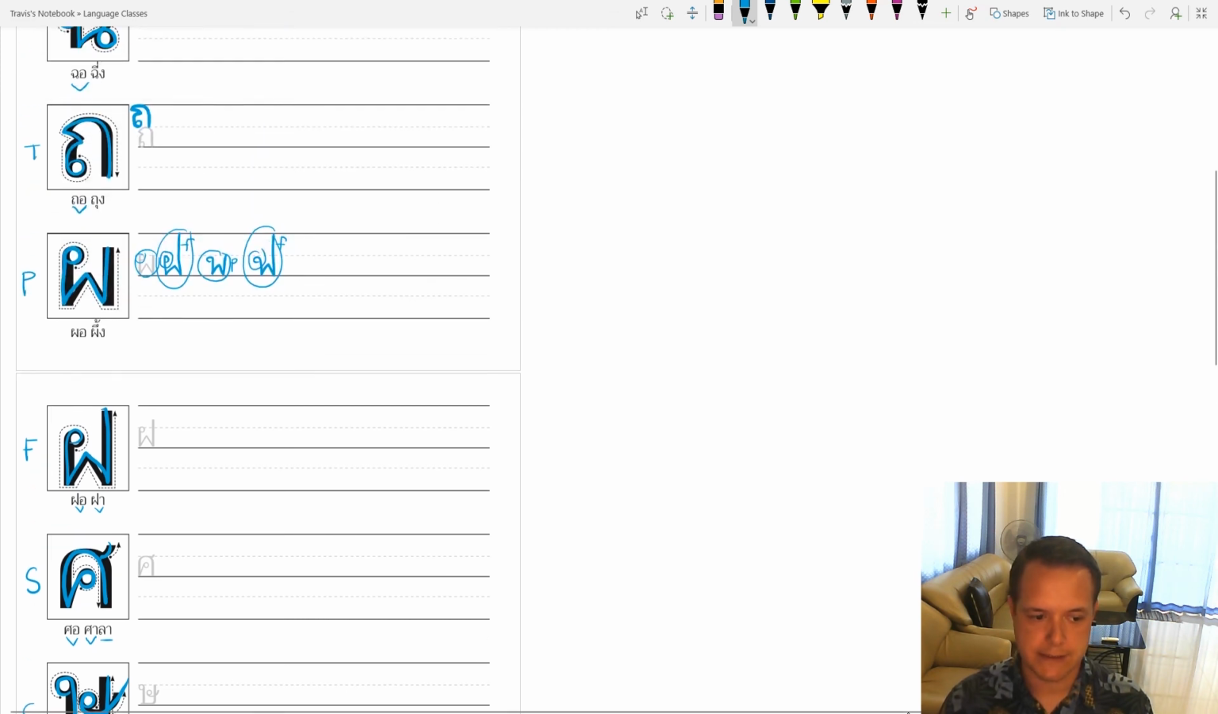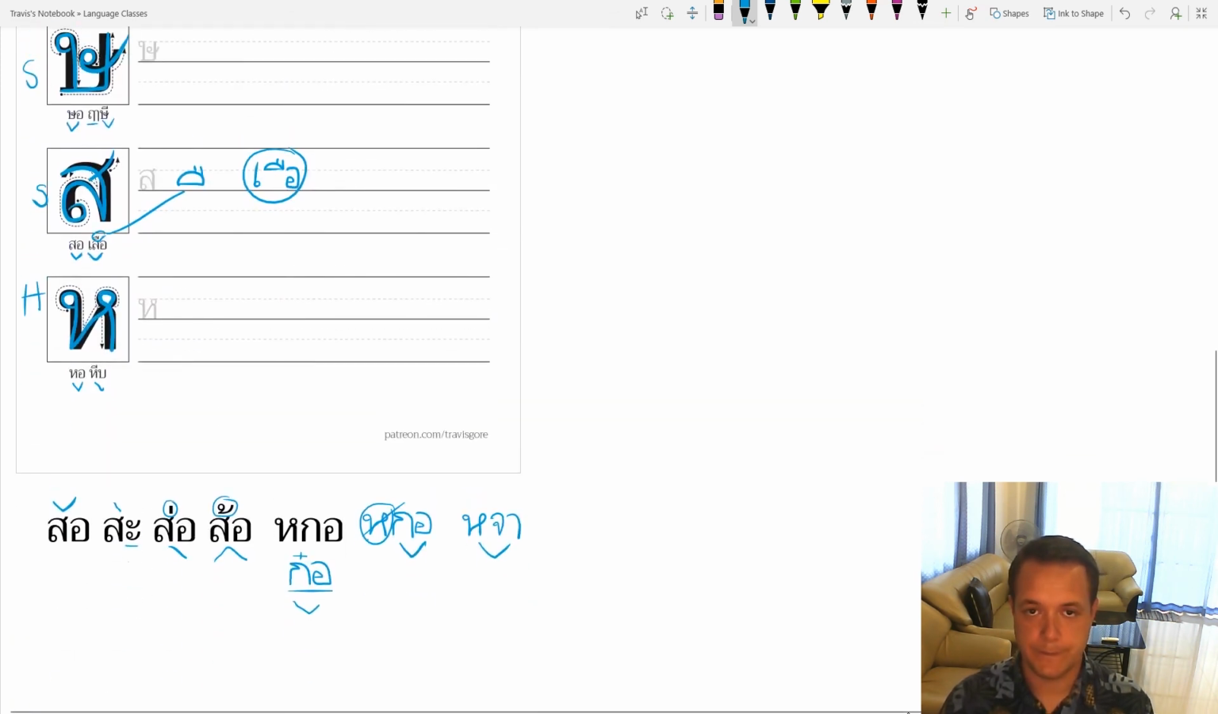And then lastly we have haw heap being both a consonant and a silent tone conductor that changes the tone rules for whatever consonant it's connected with. So that's a summary of the high class consonants and the rules that go along with them and their pronunciation. I really hope that this is helpful to you in learning Thai.